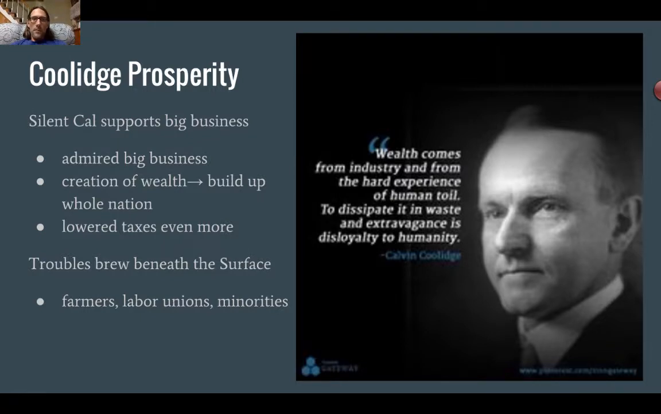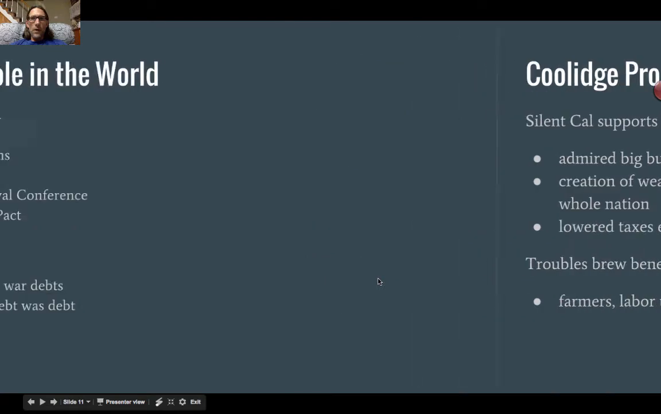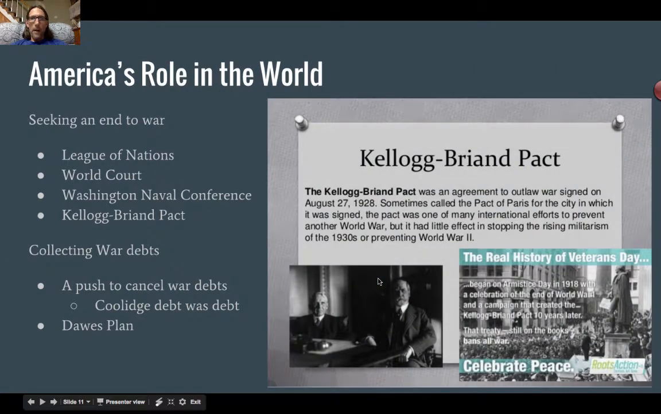One of the things to keep in mind is that this is not a universal thing. There's trouble below the surface, and we talked about that in the last section. For farmers, textile workers, coal miners, labor unions, minorities, these people were not doing as well financially as everyone else. And so you see weaknesses in the economy that are going to pop up later on. And so if you think about what's coming next is the Great Depression, the elements are there.